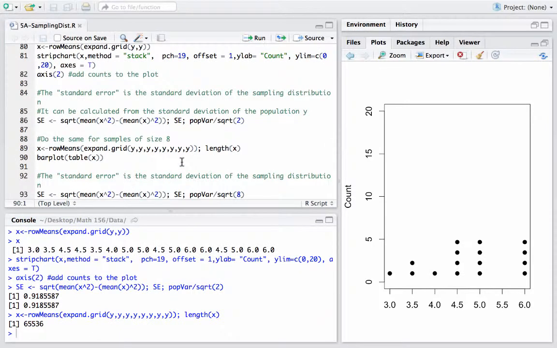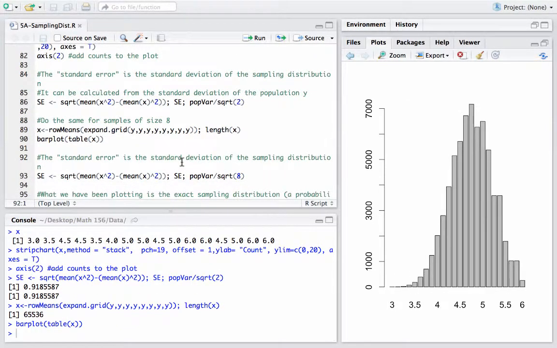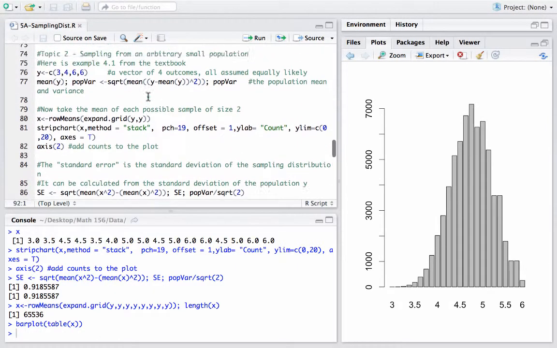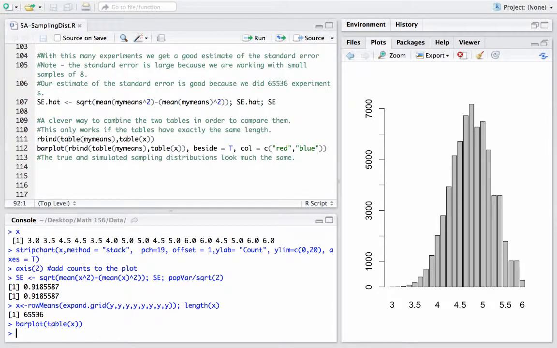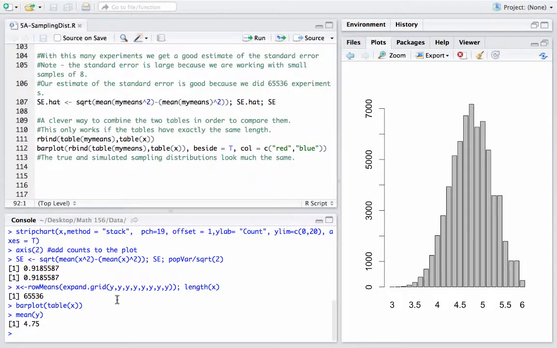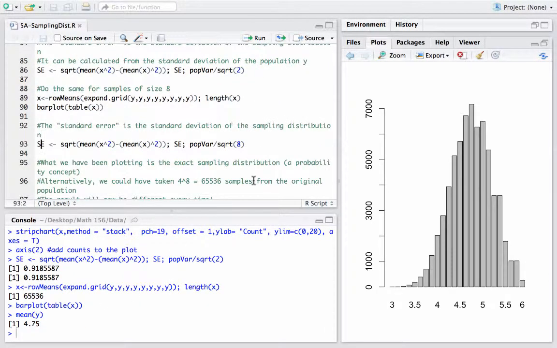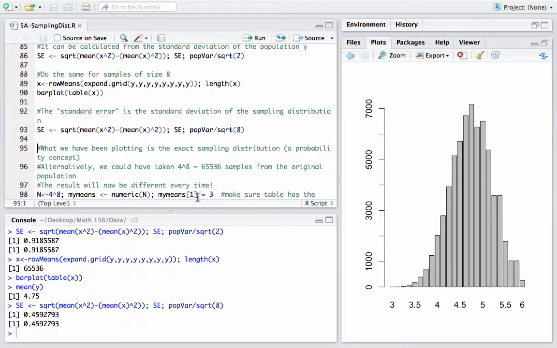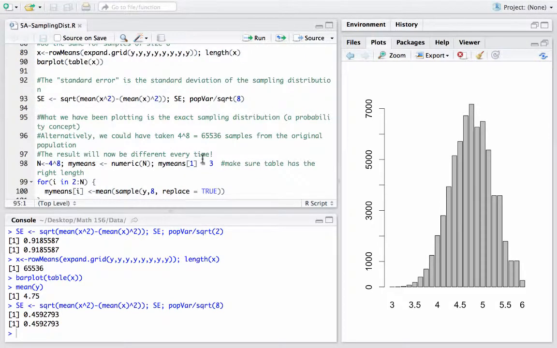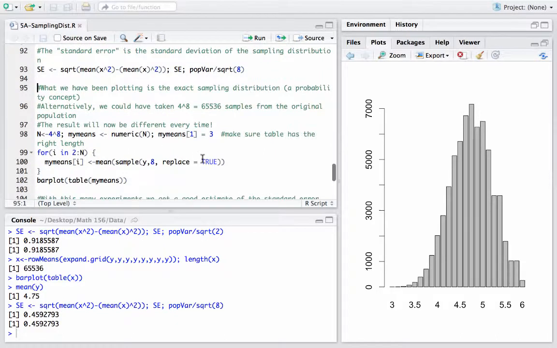And here's what happens with samples of size 8. So you see we still have a pretty wide spread here, although we're much more likely to get something around the true mean of 4.75. And our standard error. This is the true sampling distribution, which is often infeasible to compute in reality.